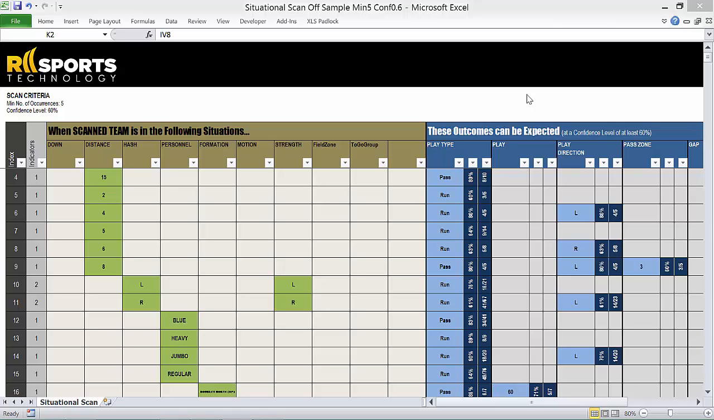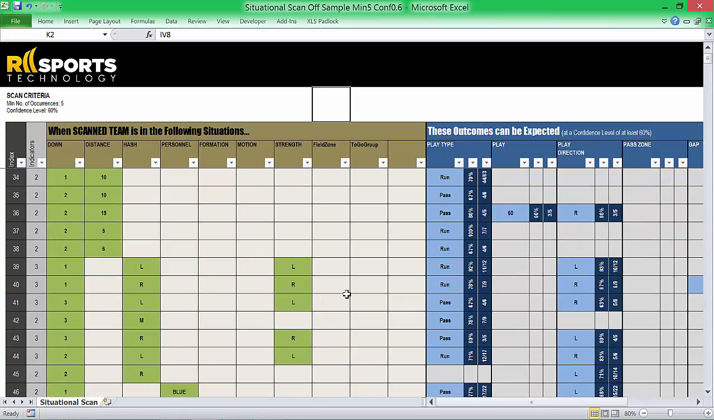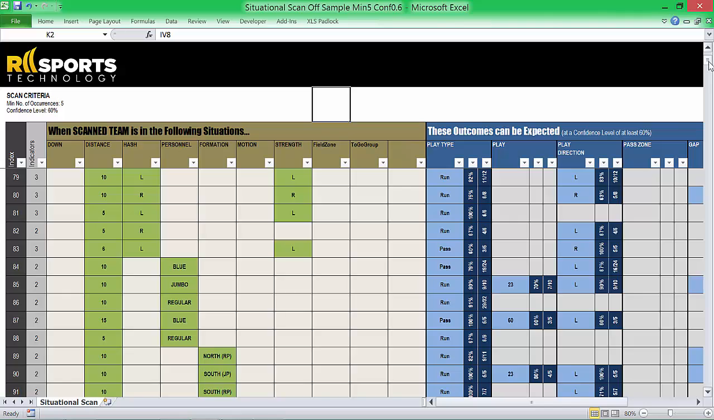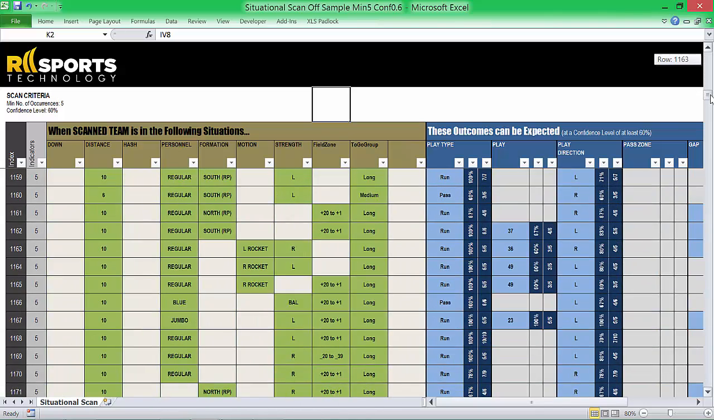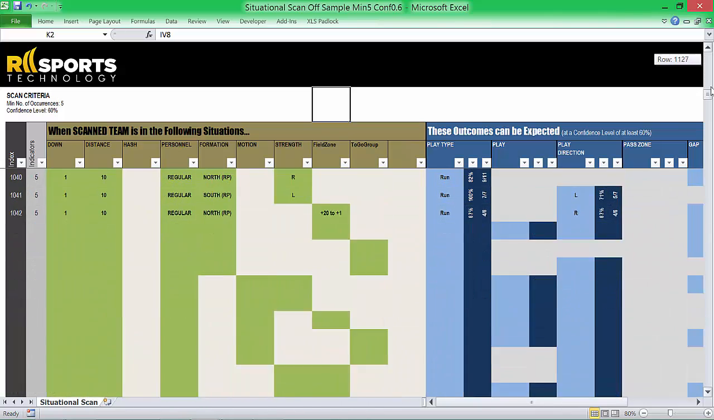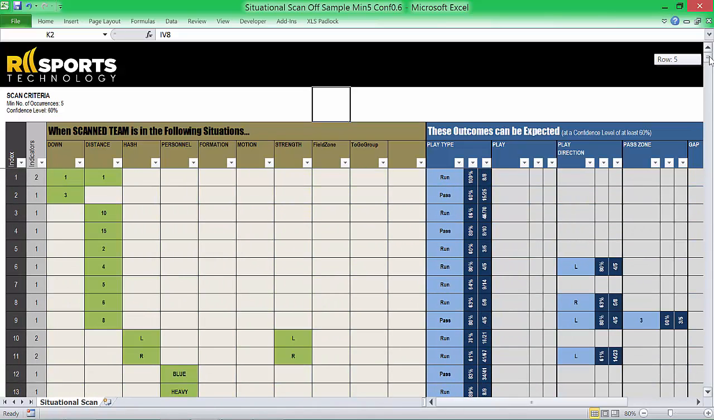Now, as you may see from some of the scans that you run, depending on the data that you have, the nature of the scan and the type of parameters you set for the scan, you can get a lot of results back. This is an example again of a defensive staff that scanned an opposing team's offense. And I think this one has well over 1,000 different high probability tendencies in it. I think we're about 1,200 or so as I scan down this list. So there's lots of information that comes back when we run many of these scans.